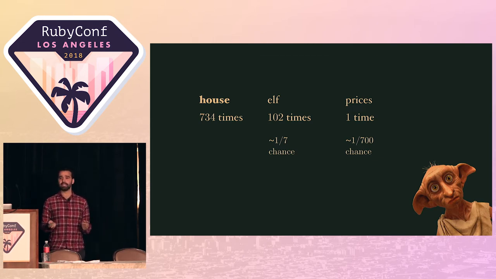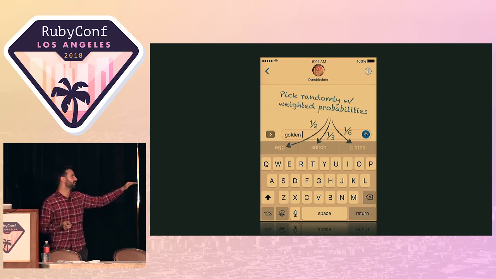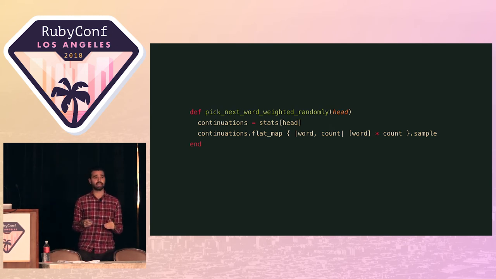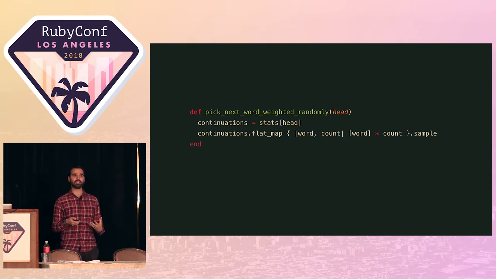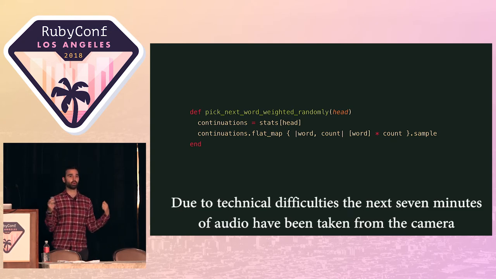So again, this is surprisingly easy. Just to reinforce that point, you might end up with a situation like this where the most frequent continuation would have a higher probability, let's say 1/2 probability of being picked, and then 1/3, 1/6, and so on. So again, surprisingly easy to implement in Ruby. This one's maybe slightly more difficult to understand, but the intuition is you can think of this like a raffle, where each word gets an entry equal to the number of times it appears. So in our house elf example, elf gets 100 entries to the raffle, whereas prices only gets 1 entry to the raffle. That's what this times here is doing. You get one ticket for every time you appear in the series, and then you just draw from that raffle using the sample. So this is the weighted random algorithm.